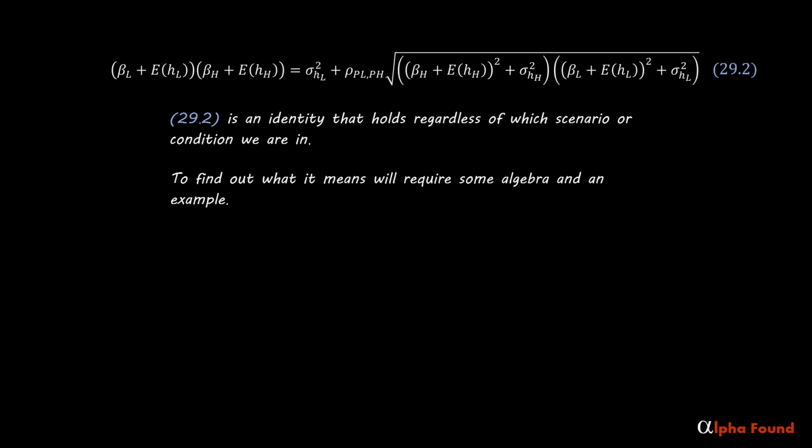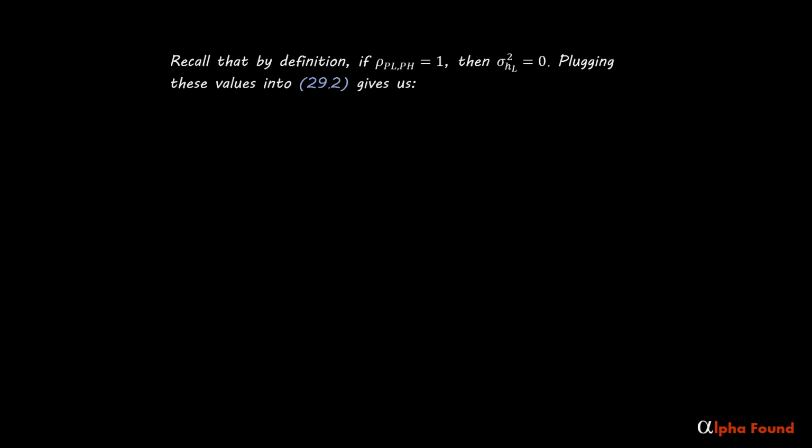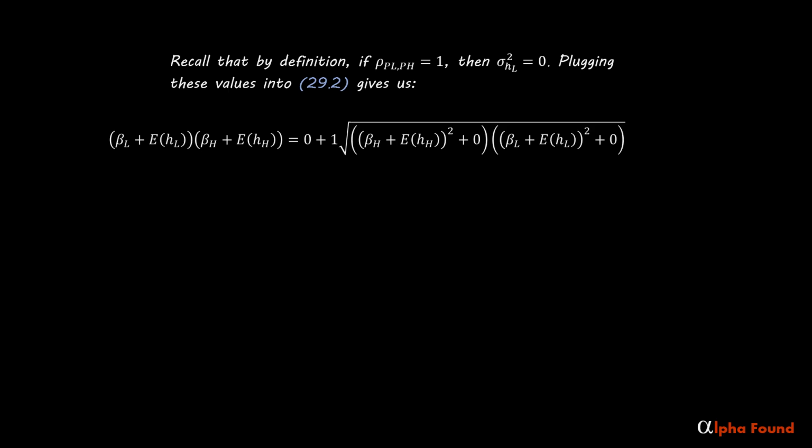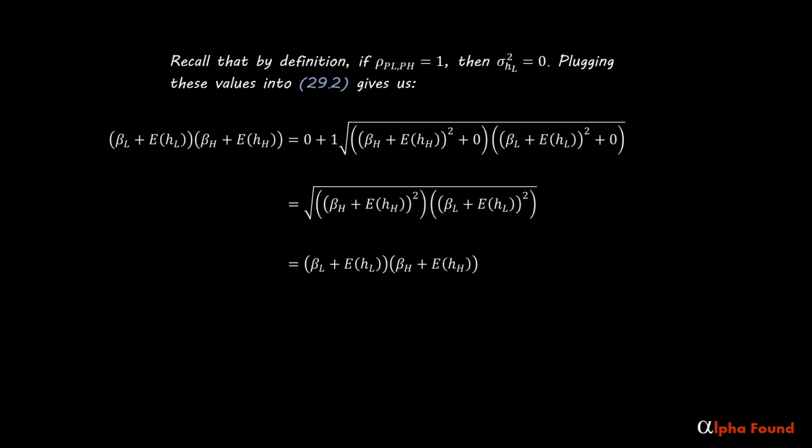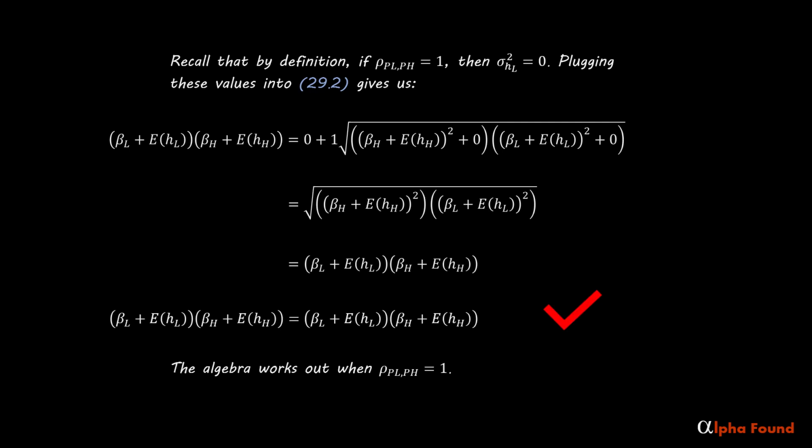First, the algebra. Recall that by definition, if correlation between perturbations equals 1, then the variance of the h equals 0. Plugging these values into 29.2 gives us the algebra works out when correlation equals 1. Now for an involved example. First, we need more algebra and then a prediction.